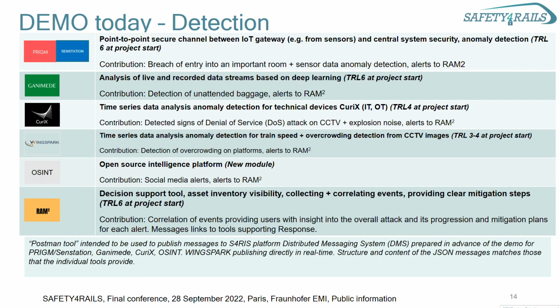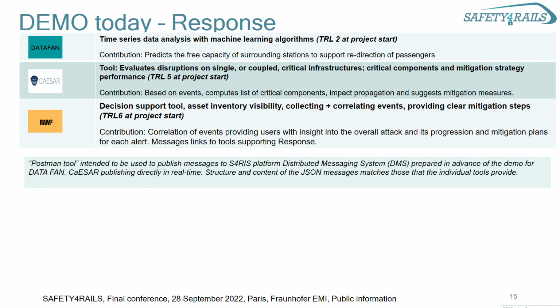So the messages were prepared in advance, but they have the structure and the content, which would be from the JSON messages from the individual tools. As an example, we have WingSpark publishing directly one of the JSON messages. No doubt Uli will say a little bit more about this during the demo. So then moving to the response phase, we have the data fan tool. This is a tool also using time series data with machine learning algorithms to predict the free capacity of surrounding stations and to provide support in redirecting passengers.